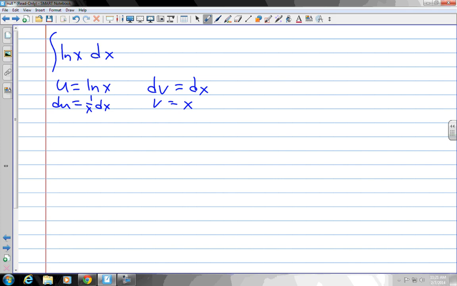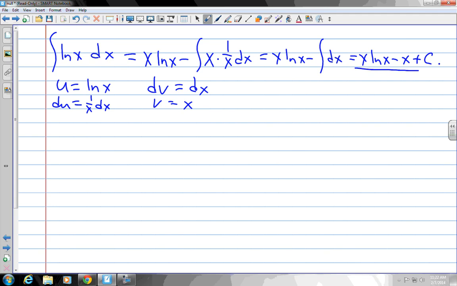Then we go through the process. uv is x ln of x minus the integral of v du. So that's x times 1 over x dx. Is the setup okay? So the x's cancel. You just have the integral of dx. So this is x ln of x minus the integral of dx, which is just x. So x ln of x minus x plus a constant. That's the antiderivative of natural log of x. It's a little messy.